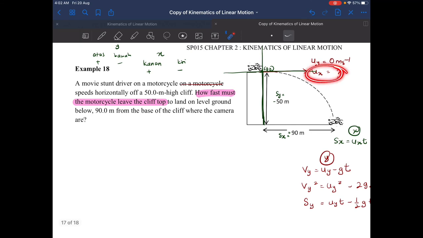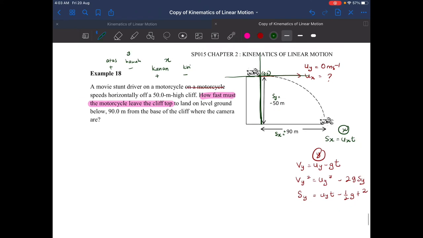Okay, and then soalan minta UX, isn't it? Selalu kalau kita buat soalan ni, ni case yang kedua kan, selalunya soalan akan bagi tahu awal berapa initial speed dia, sebab dia bergerak horizontally. Dia bergerak, tapi masa awal-awal je dia ada nilai, lepas tu nanti dia akan jatuh ke bawah. UY ni awal-awal kosong lah sebab dia hanya bergerak ke X je awal-awal dulu, faham eh. Tapi eventually dia akan turun bawah lah, terjatuh sebab gravity. So the keyword over here adalah dia nak UX.